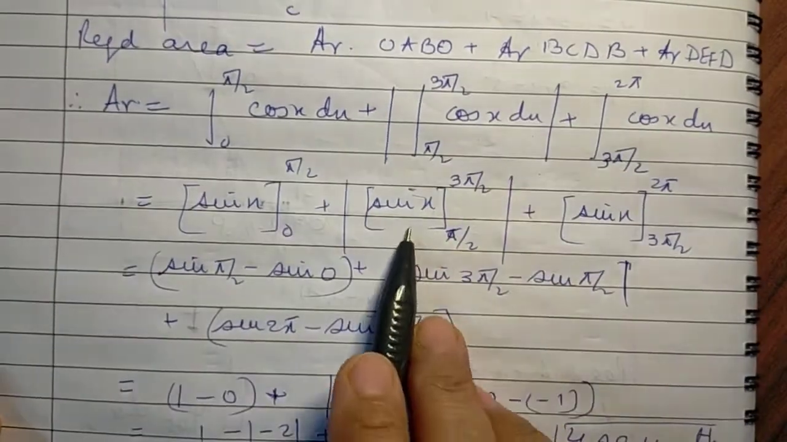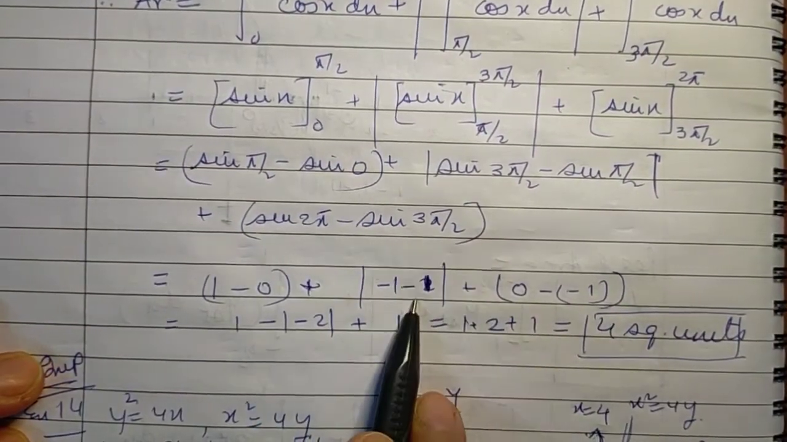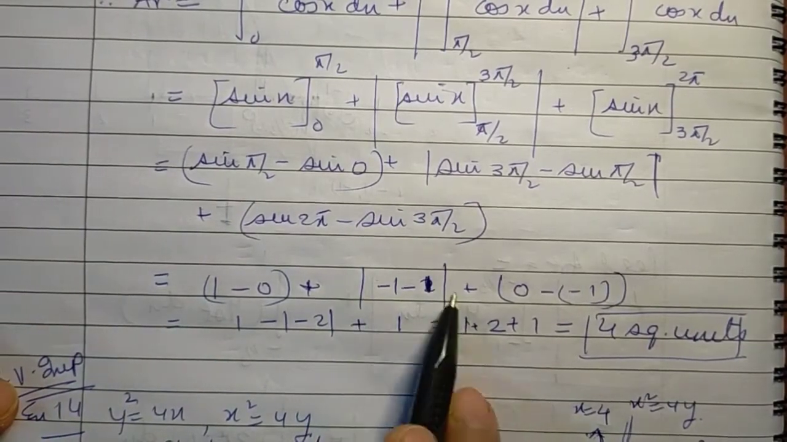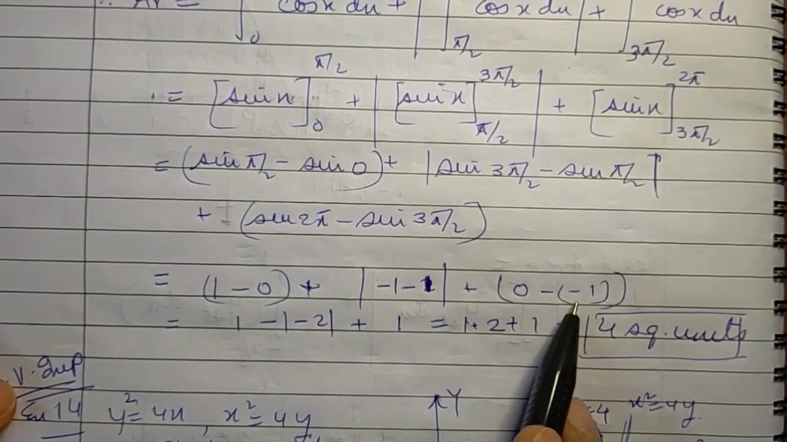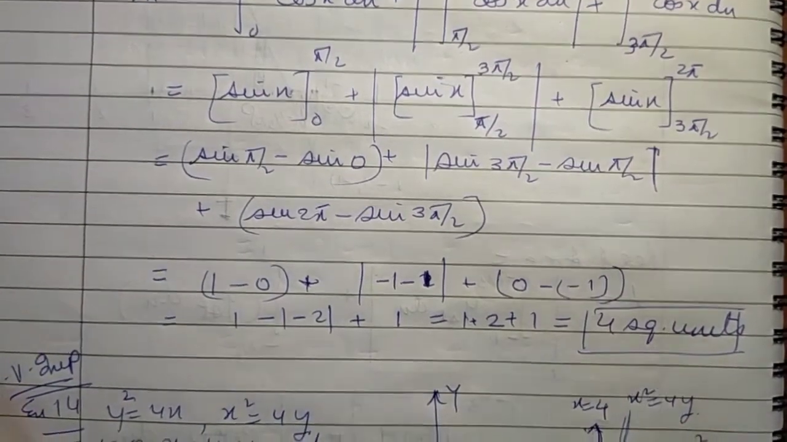And so whatever negative area comes out to be, like here it comes out to be -2, whose modulus is taken to make it 2. Rest all are 1 each, so we get 1 plus 2 plus 1, which is 4 square units.